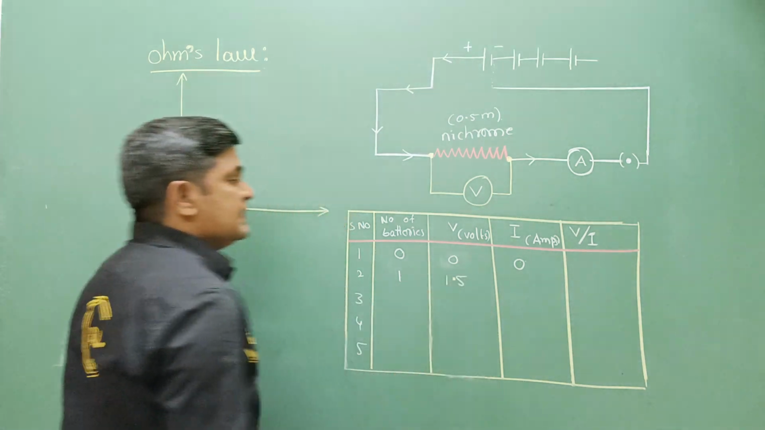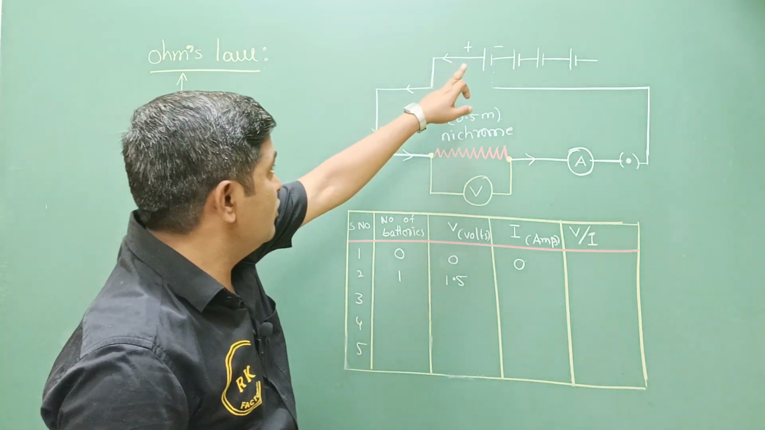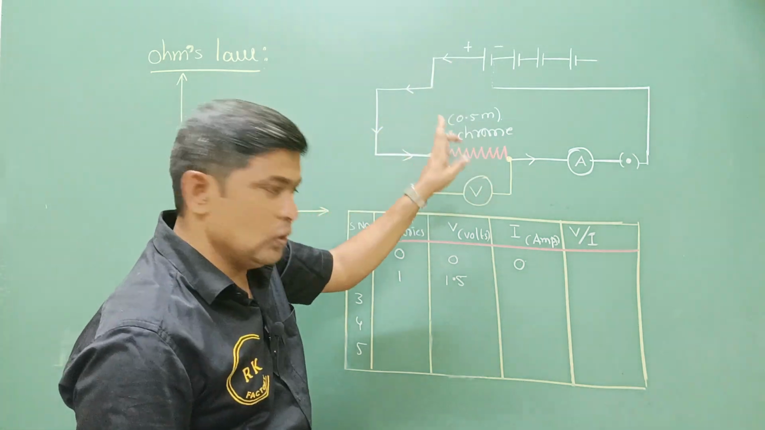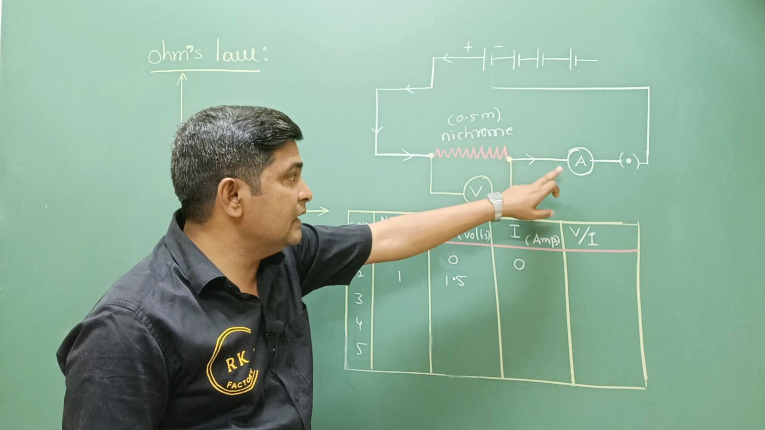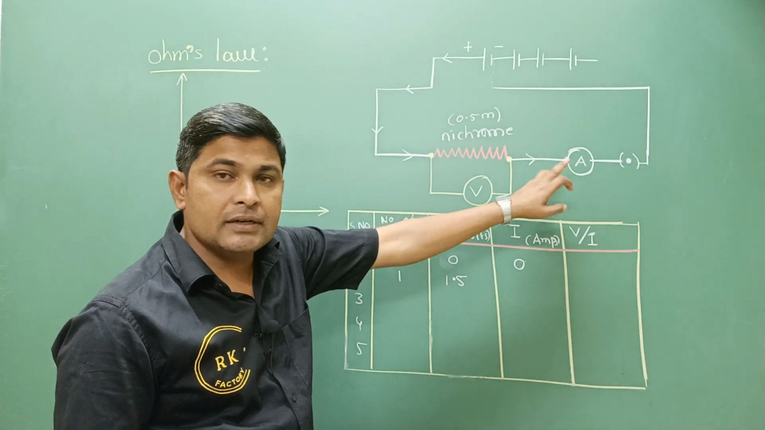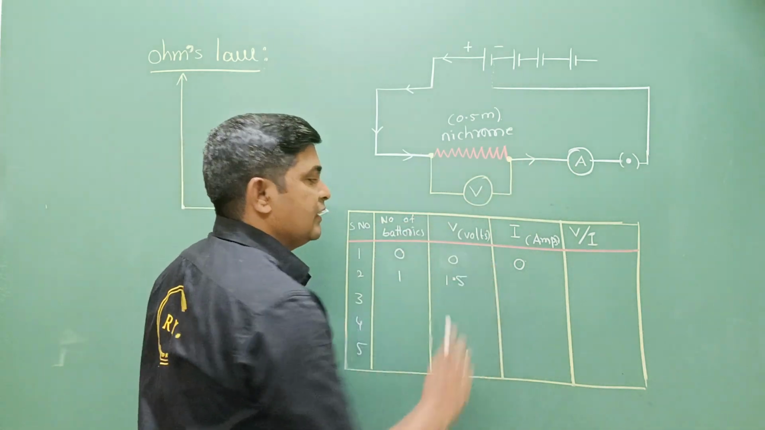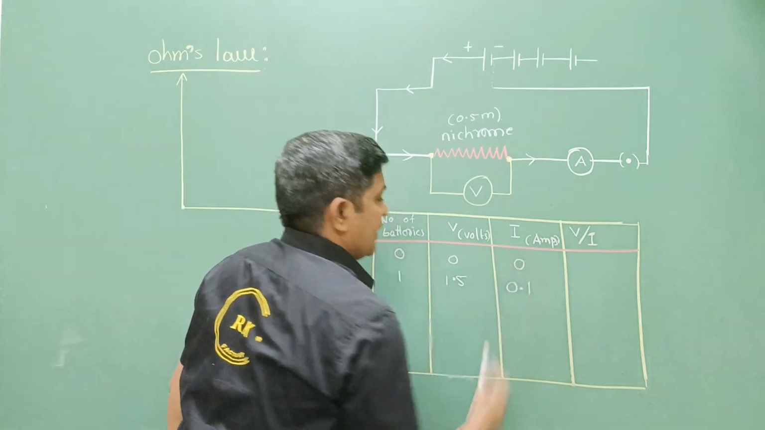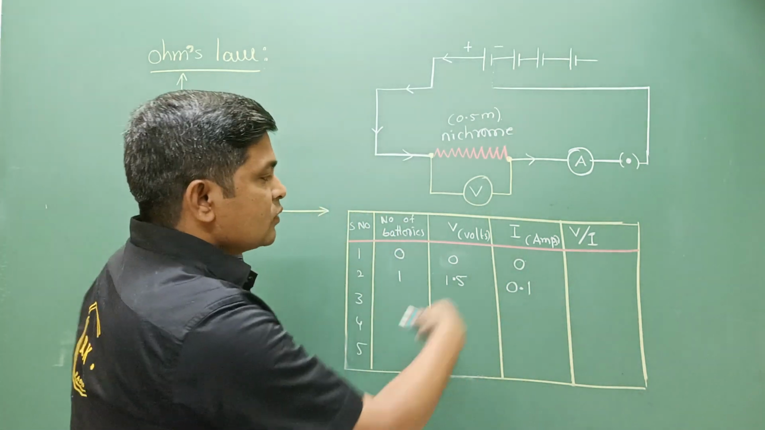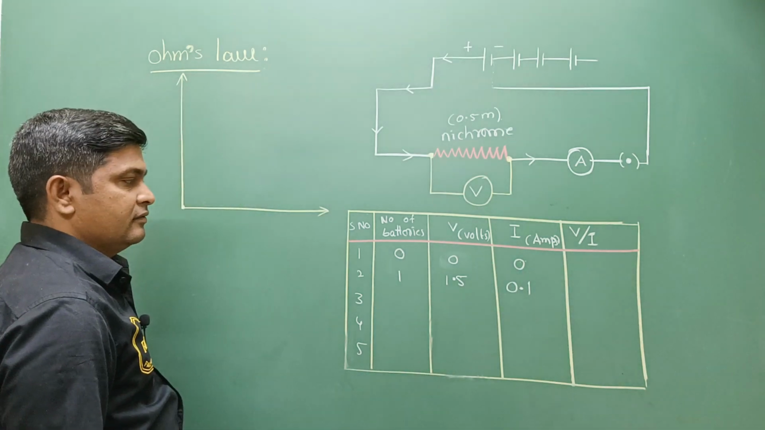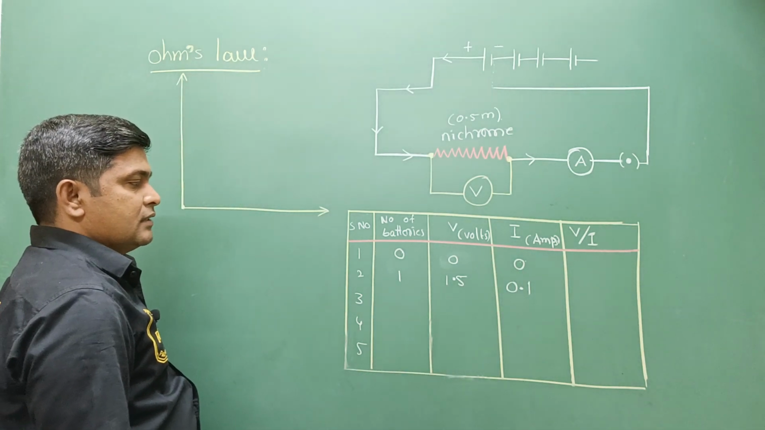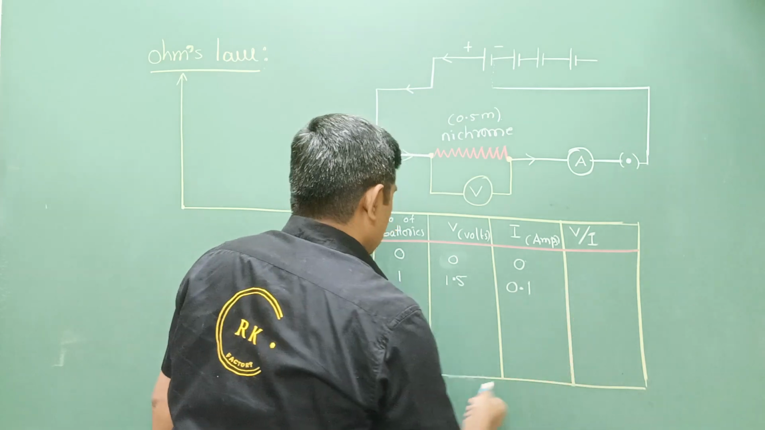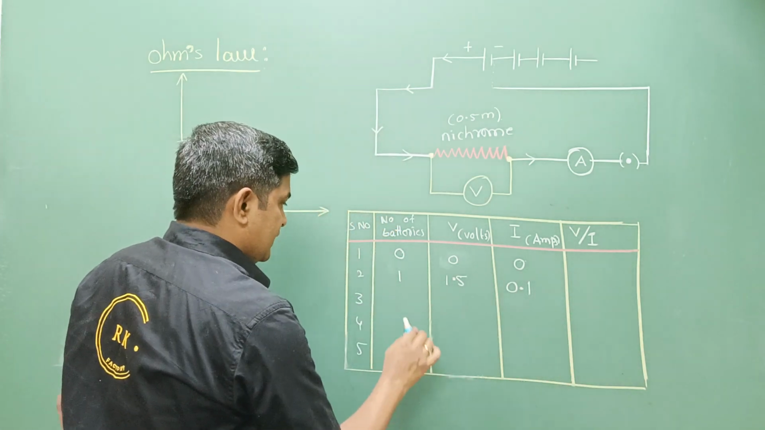In that case, whenever only 1.5 volt is connected in the circuit, what is going to be the current in it? That reading I have to take here. Let me take it, it has come 0.1 amps. Then what is going to be the V by I value? We have to take it, right? Let us calculate it later on.